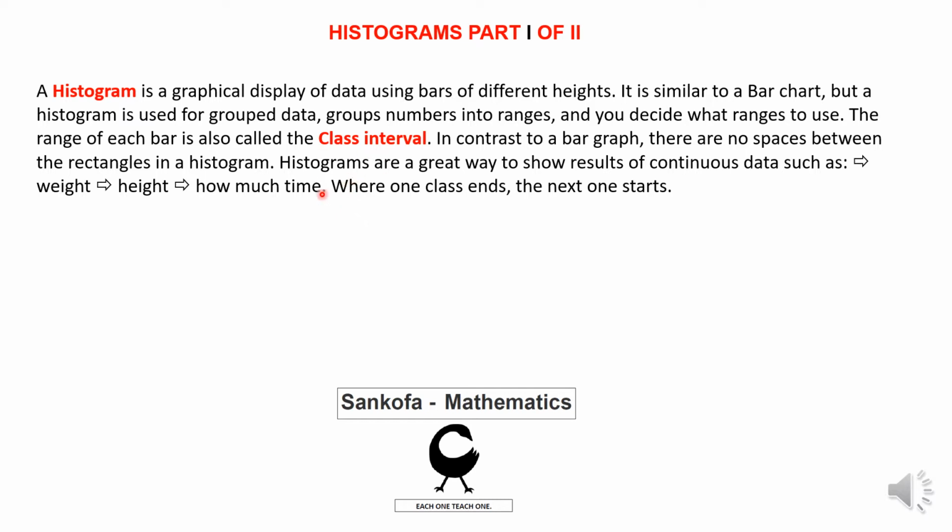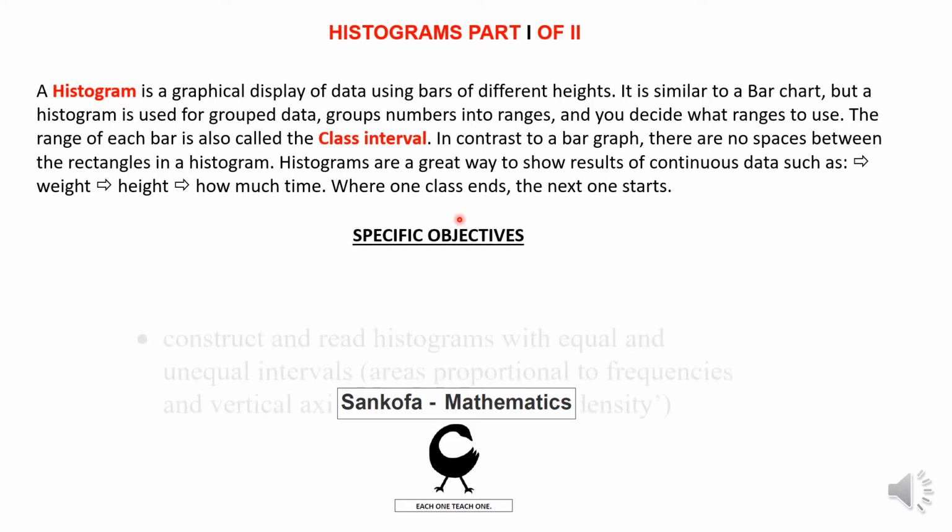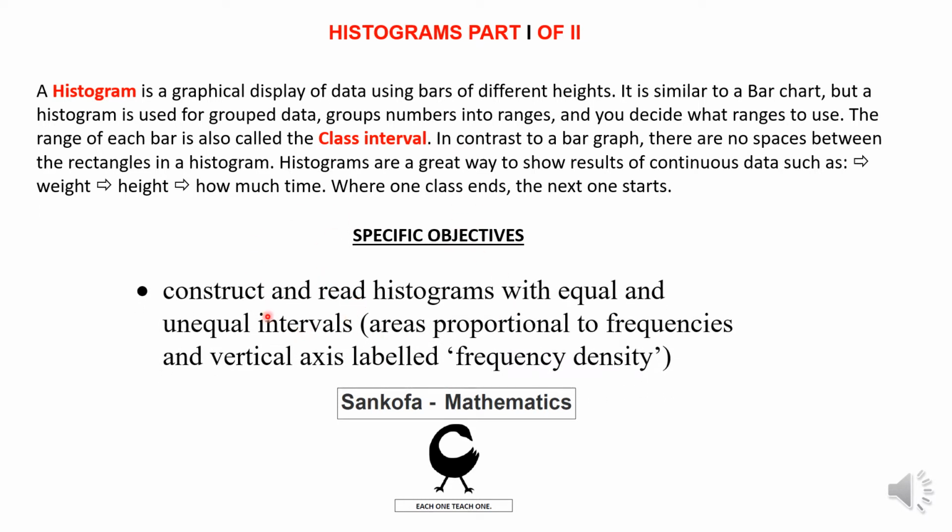What is very important is that histograms show continuous data such as weight, height, or how much time. Also, what is necessary for you to understand is that when one class ends, the other one starts, so we're going to indicate that by an inequality. According to the syllabus that you are following, you're supposed to construct and read histograms with equal and unequal intervals. The areas are proportional to frequencies, so that is very important. And you will see that the vertical axis is going to be labeled frequency density.